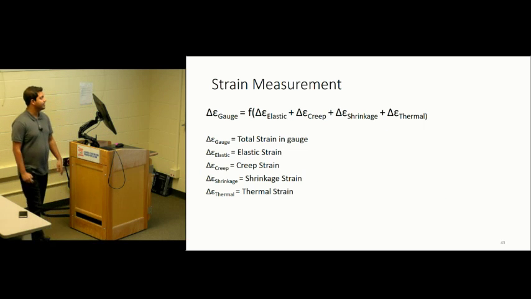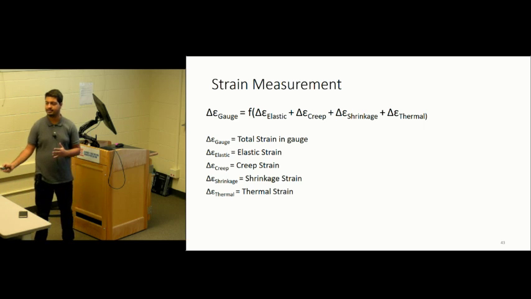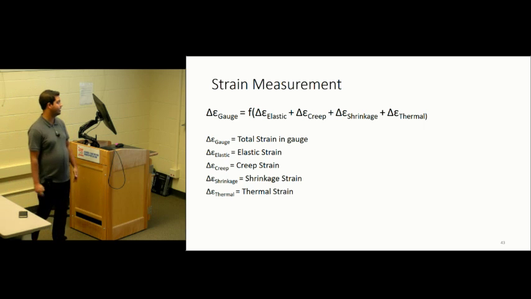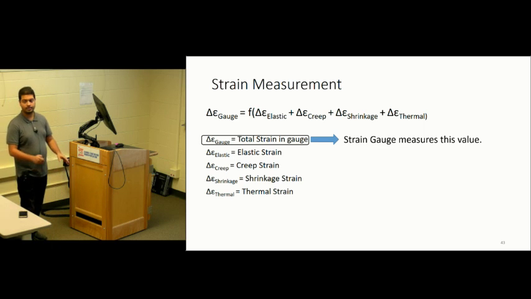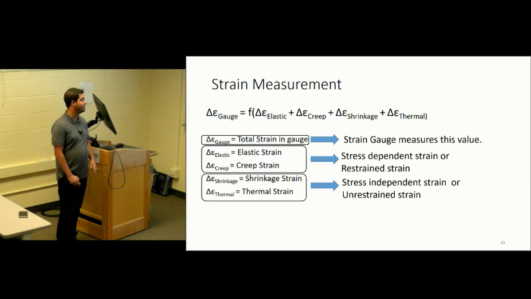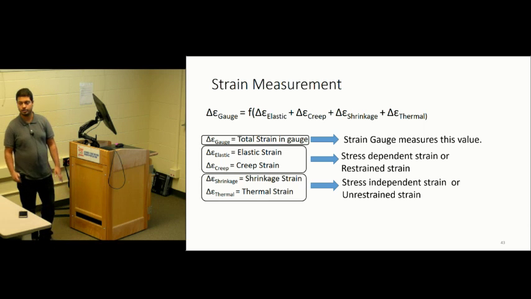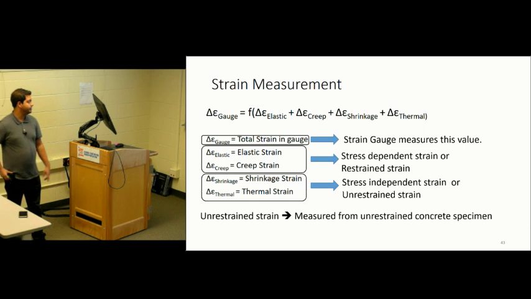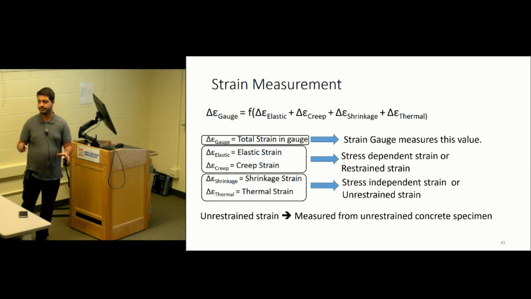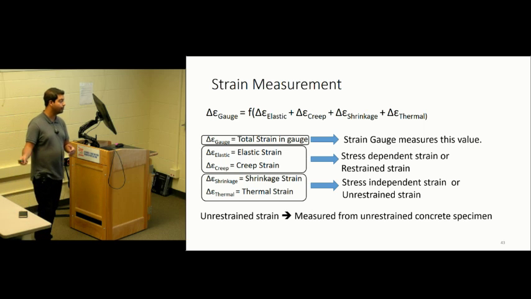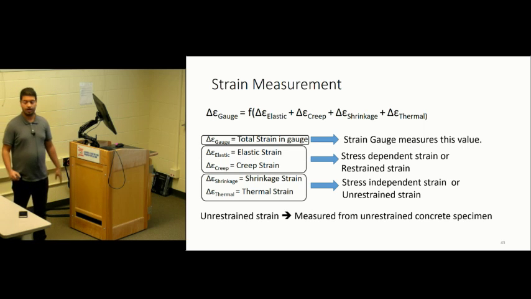So any strain measured by the gauge is affected by various factors: concrete has an elastic strain, creep, shrinkage strain, and thermal strain. So the strain gauge measures the total strain, and there are strain dependent and strain independent strains that also affect the total outcome. Usually the unrestrained strains are found from samples that we make and take to the lab, or compute from the concrete that's unrestrained.